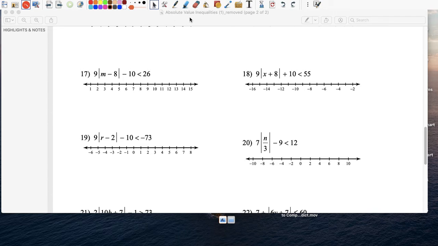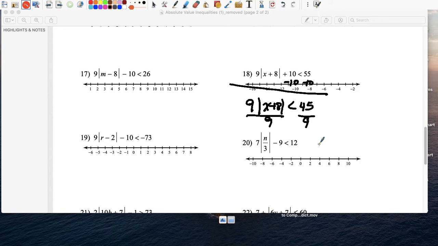Number 18, that one I have to do. Please, I have to catch you doing distributive property again. Seriously, guys. Minus 10, minus 10. So we're going to have 9 absolute value of x plus 8 less than 45. And then I'm going to divide both sides by 9. And what we want is the absolute value of x plus 8 less than 5.